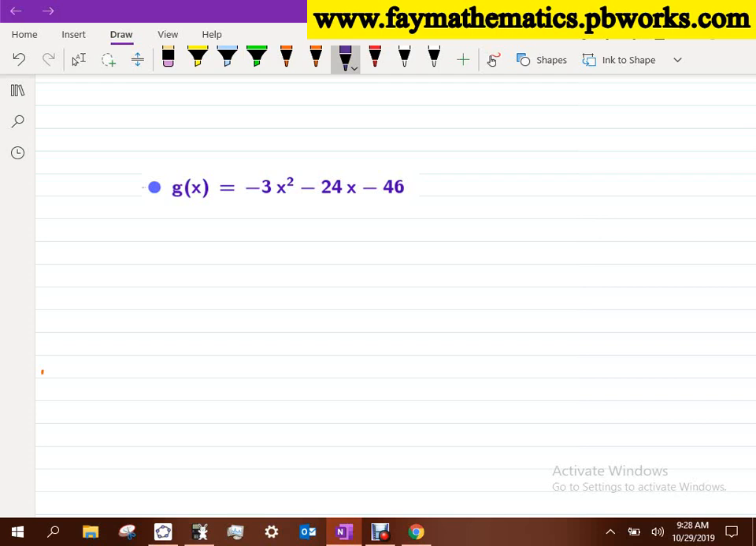So when I do that, it'll be g of x, we'll divide it by negative 3. Okay, I'm going to add that 46 to both sides and divide that by negative 3 so it becomes minus 46 thirds. Does that make sense? Okay. And that will then leave me with x squared plus 8x.